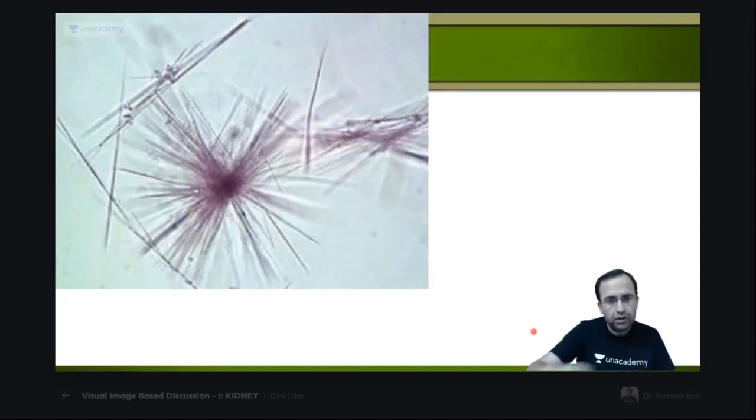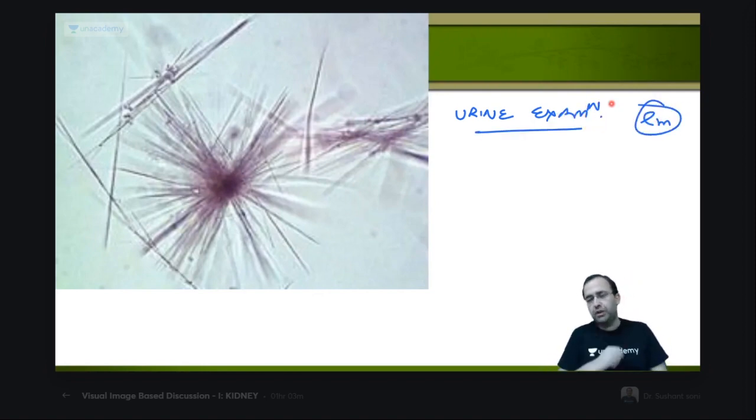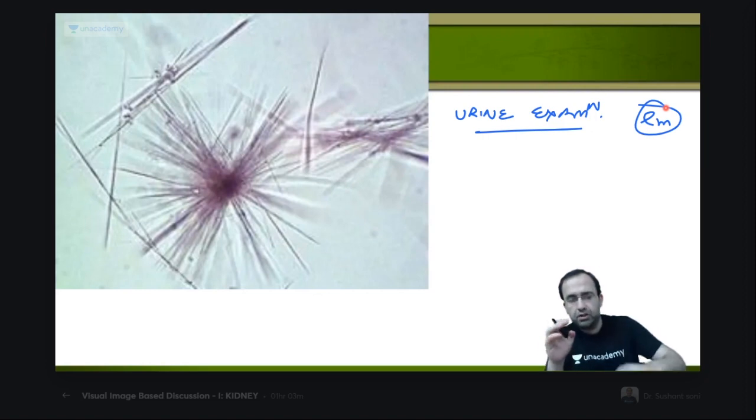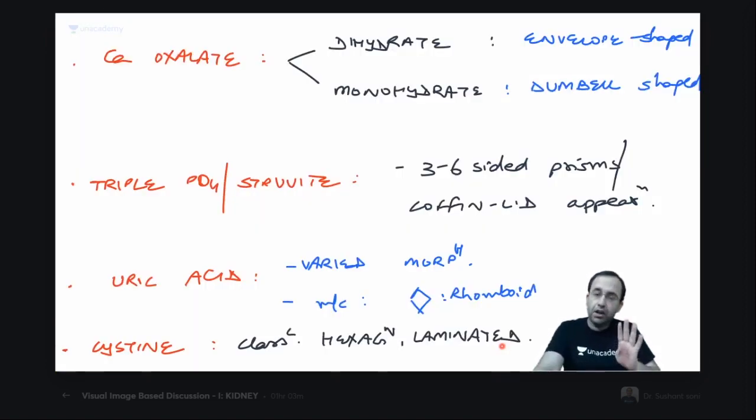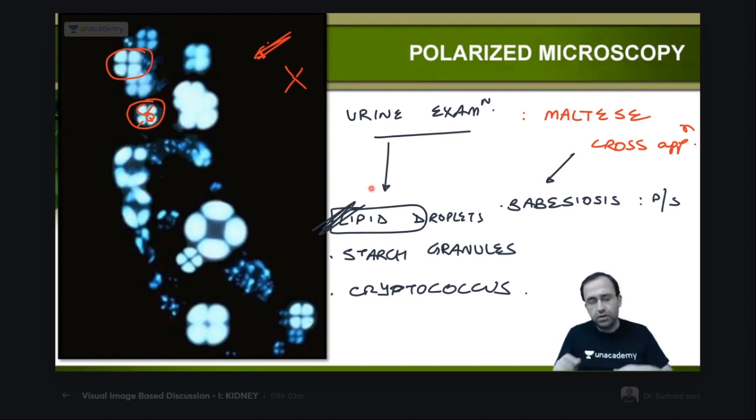Next point. This gets us to our next urine examination. This is again a urine examination slide, urine examination on light microscopy. With respect to urine examination, I've shown you 4 new slides today. I guess they would be new for almost everybody, but they are important. We saw the presence of the Maltese cross sign on urine because of lipid.